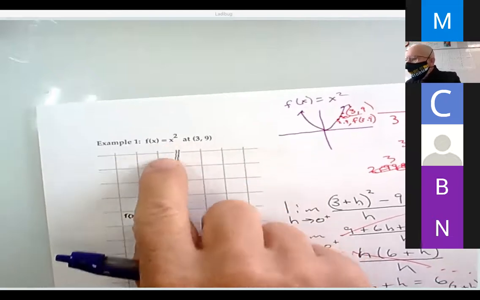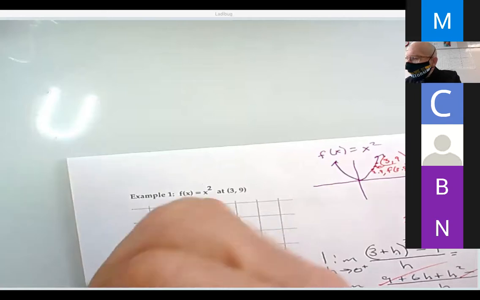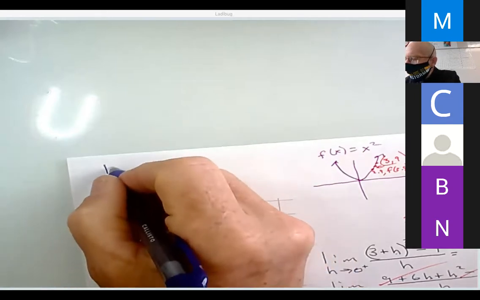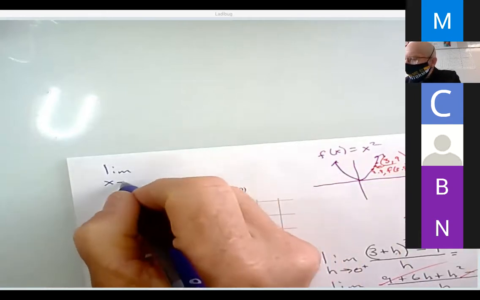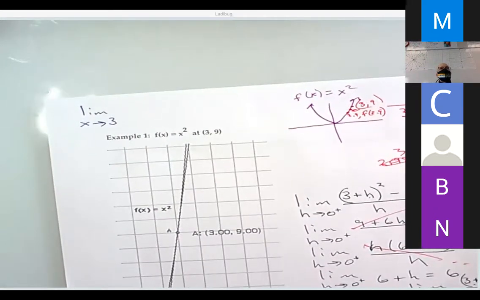So it says, find the slope of the tangent line. So I'm going to use this idea. It's the limit as x approaches 3. Do you see where I get 3? Noah Jensen, do you know where I get 3? I think so. Isn't that because it's the x value? Yeah, it's the x value right here.